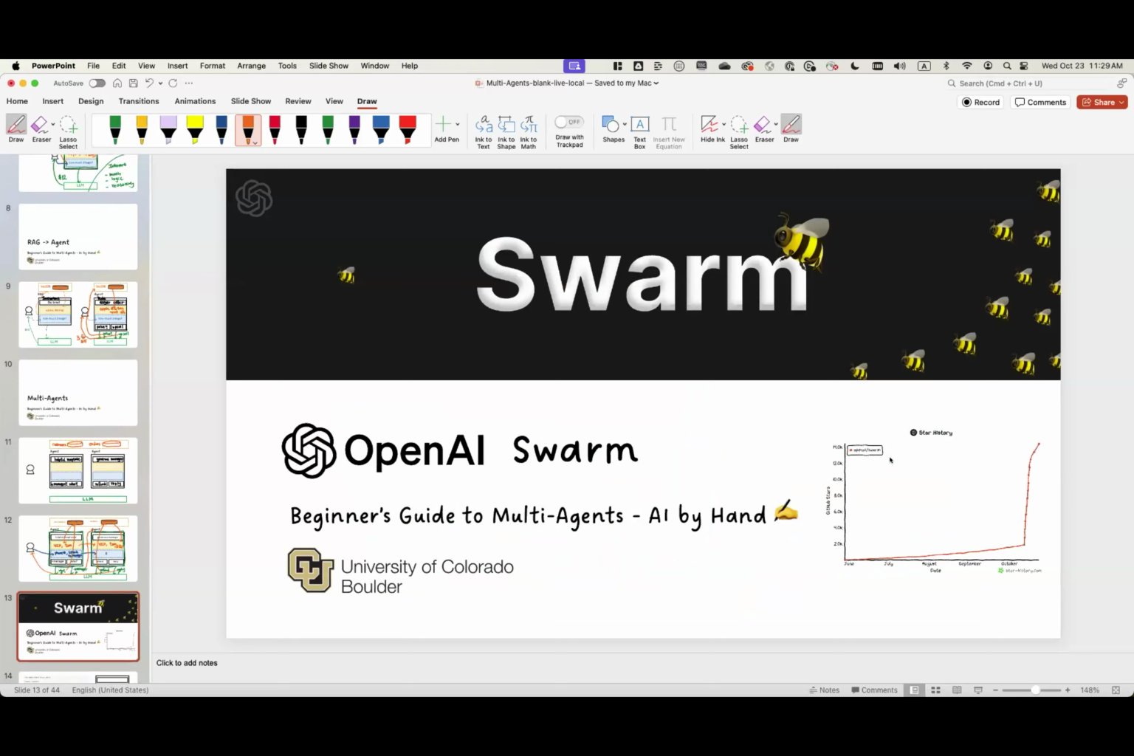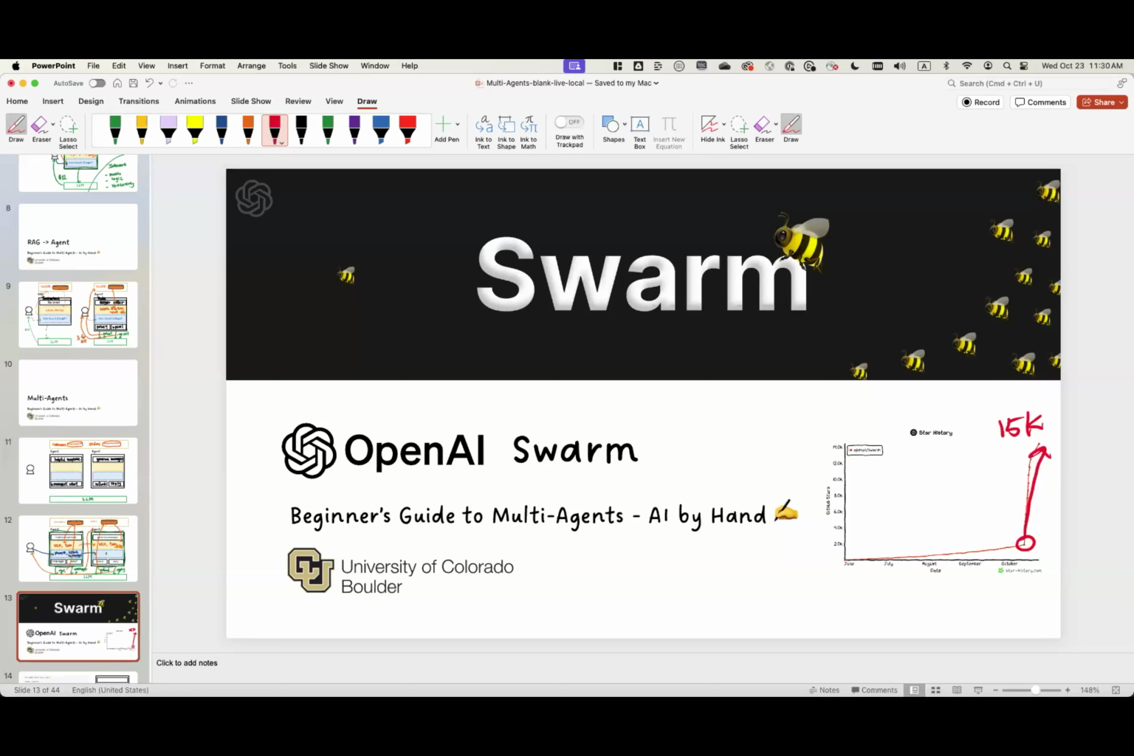Just about a week ago, OpenAI released Swarm, publicly announced it. The repo was already there a few months ago, but you can see that when they made the announcement, it shot up to 15K stars.